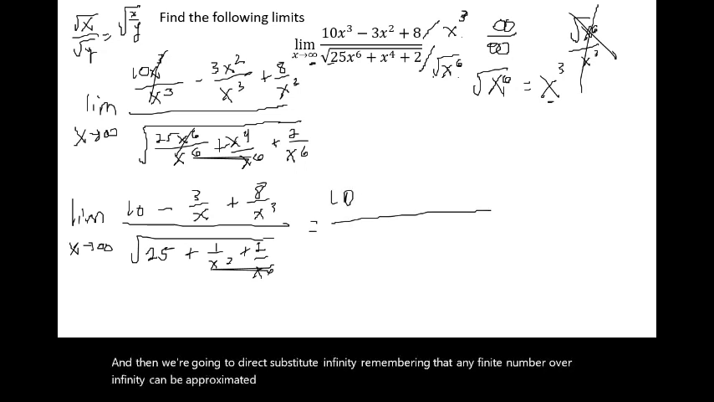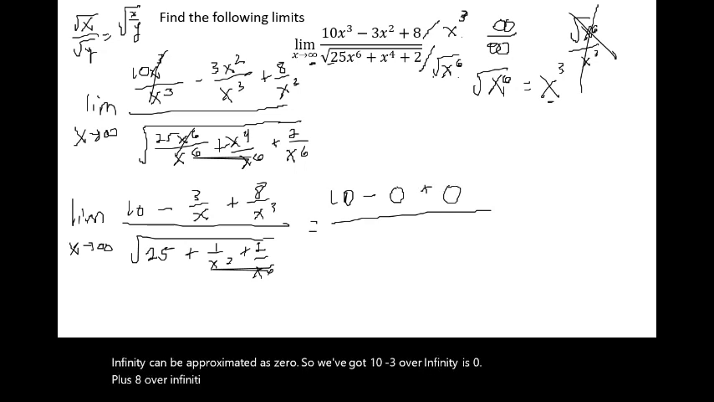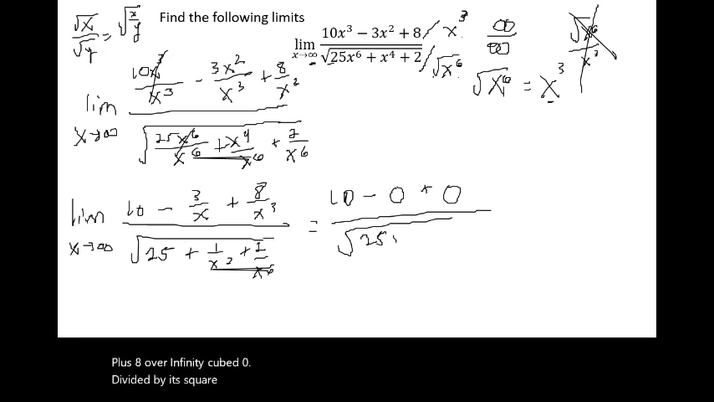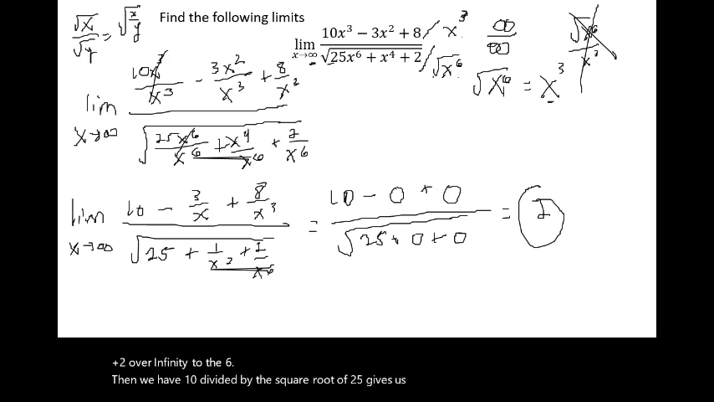So we've got 10 minus 3 over infinity is 0, plus 8 over infinity cubed, 0, divided by square root of 25, plus 1 over infinity squared, 0, plus 2 over infinity to the 6th, 0. Then we have 10 divided by the square root of 25 gives us 2. So our final answer is equal to 2.